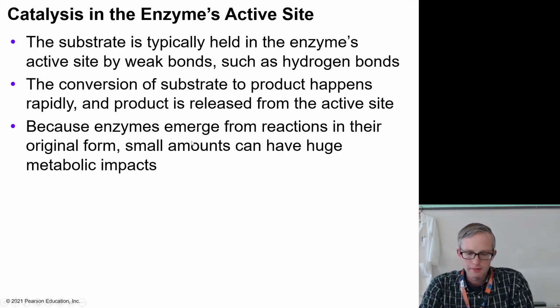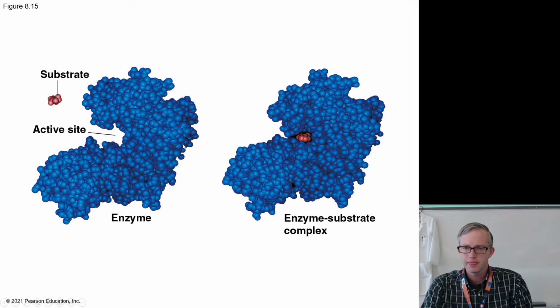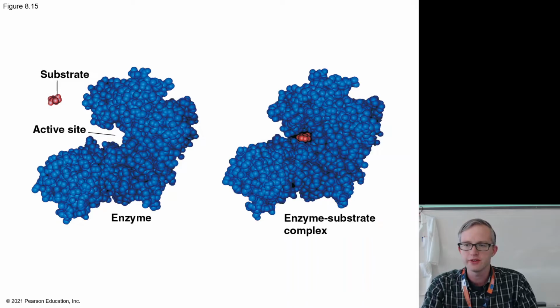So, as I said, that's typically weak bonds like hydrogen bonds. That happens very quickly. The actual conversion of the substrate to the product is a nearly instantaneous thing. And then the product becomes released. Now, why does the product get released? If the substrate comes in and changes the shape of the enzyme, that might be forcing the enzyme to put some pressure onto the substrate. And that may be actually the action that lowers the activation energy.